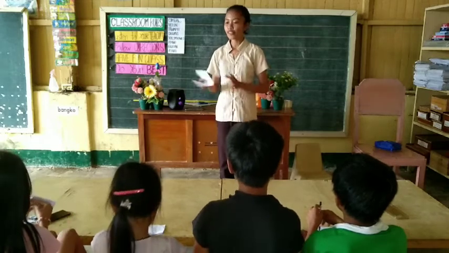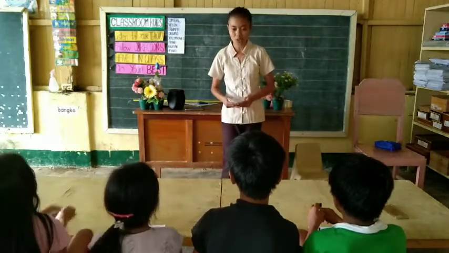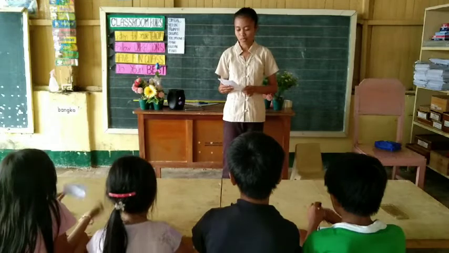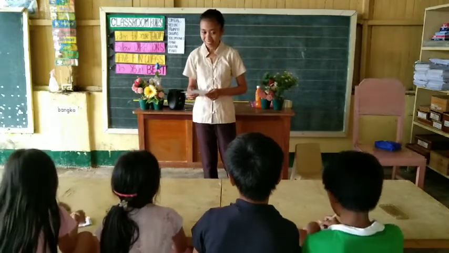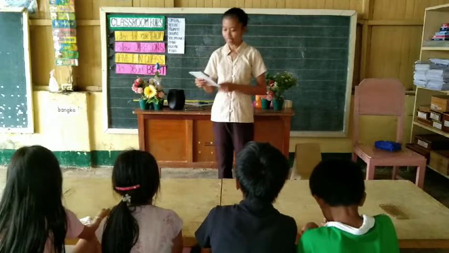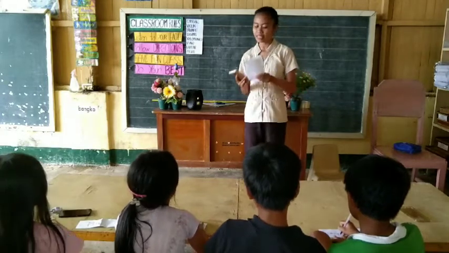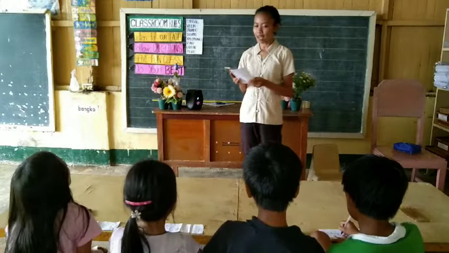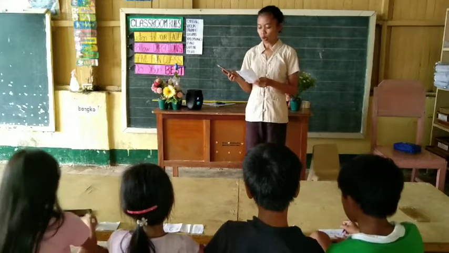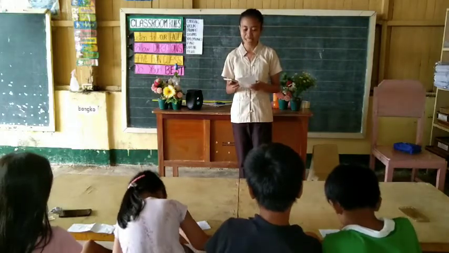Okay, class. In order for me to determine your mastery of the lesson we have tackled earlier, we will have a short quiz. Are you ready? Yes. Okay. Get one more sheet of paper. Let's start? Yes. Okay. Test one. Choose the correct answer. Write only the letter. Number one. I am a musical instrument in the percussion family that consists of wooden bars struck by a mallet. Hear my sound. Who am I? A. Guitar. B. Xylophone. C. Ukulele. Okay, write your answer, class.